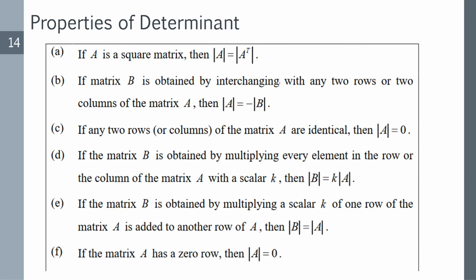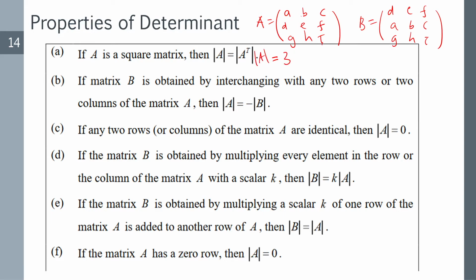Okay, what does this mean? Let's say I have my matrix A as A, B, C, D, E, F, G, H, I. And then my matrix B is D, E, F, A, B, C, G, H, I. So it means that these two rows are changed compared to my A. If the determinant for my A, let's say, is 3, then the determinant of my B is negative 3 because these two rows have changed. And the same thing is applicable for columns.